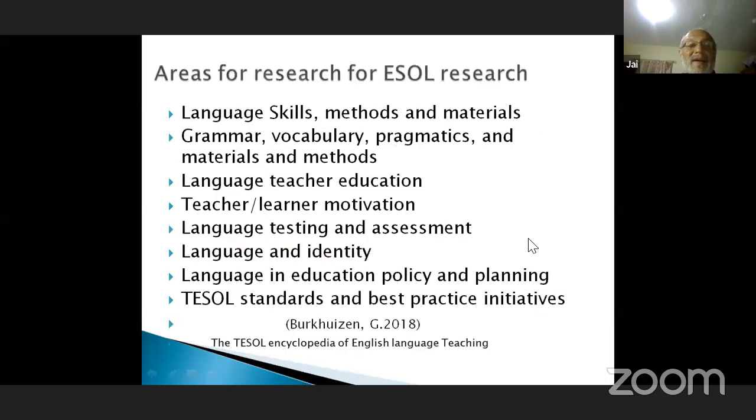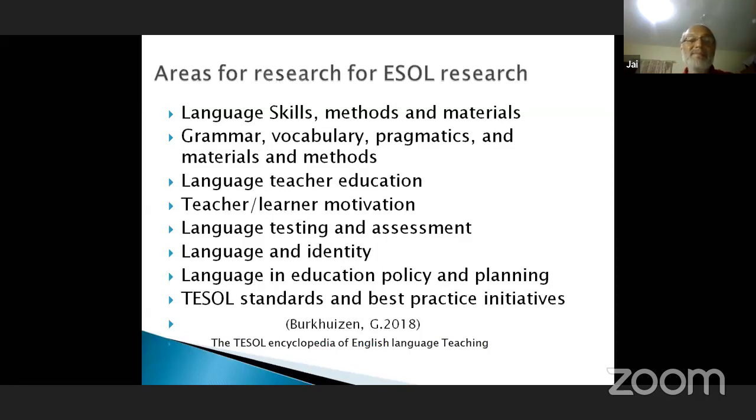Having said it, let me go back to Gary Barkhuizen. In terms of English language teaching or TESOL, he proposed these areas that should be researched in TESOL research. This article came out in the TESOL Encyclopedia of English Language Teaching in 2018. So these are the broad criteria of language teaching research he proposes. I have adapted them because some of them were long, but I curtailed them with due respect to him.